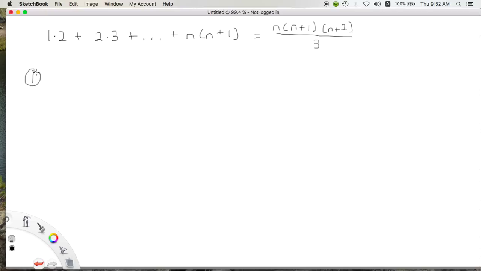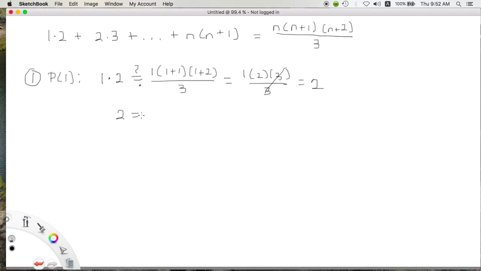So the first thing we look at is the anchor. We need to look at the first term. The first term on the left-hand side is 1 times 2, and we want to know if that's equal to the formula when we plug in n equals 1. So we simplify this: we have 1 times 2 times 3 over 3, those cancel, and we get 2. So we have that 2 equals 2. We've proven that the anchor is true, that P of 1 is true.